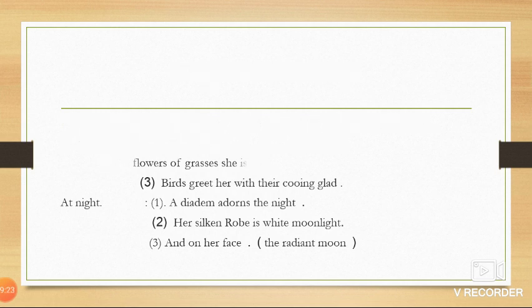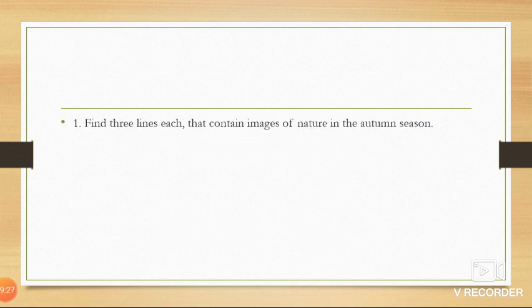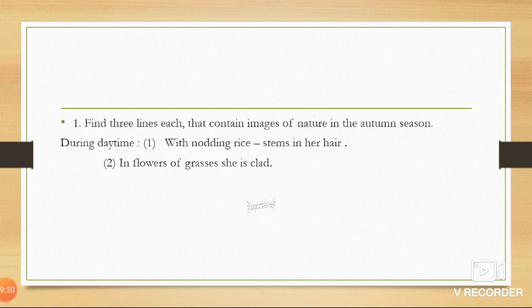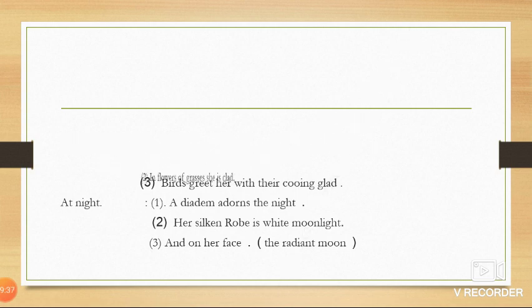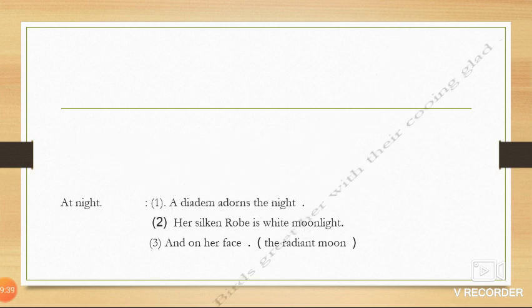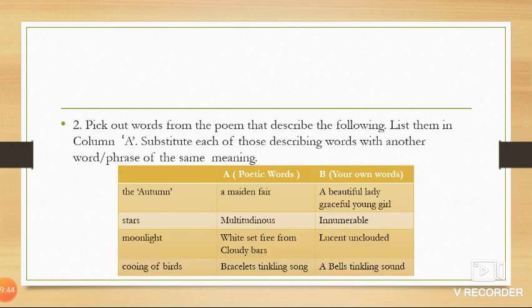Now let's go on forward to the next question of English workshop. If you want to copy, you can copy, but this is a reference. You can add your own lines of paragraph 1 for daytime and paragraph 2 for night time. Okay. Next question is, pick out words from the poem that describe the following. List them in column A. Substitute each of those describing words with another word or phrase of the same meaning.